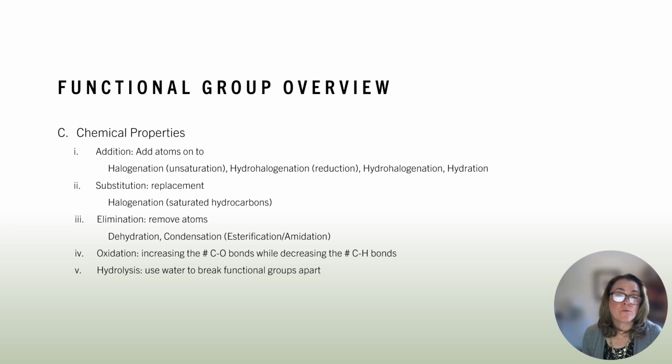All right, so the first type we have is addition, and you guessed it, we are adding atoms onto something. For these addition reactions, you are going to see these as halogenation. These are going to happen on unsaturated compounds. Hydrohalogenation, this is a reduction. Hydrohalogenation and hydration.